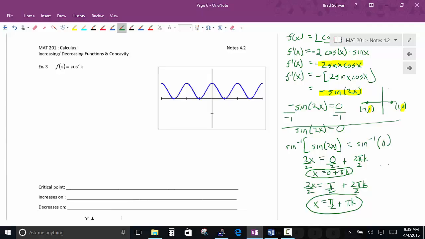Okay, now, you already know that, like, if you had sine of 2x, what's the period, or how do you find the period of sine of 2x? What's the formula?